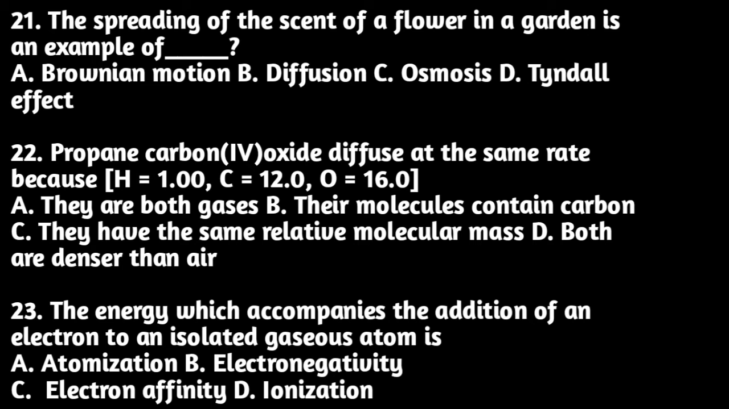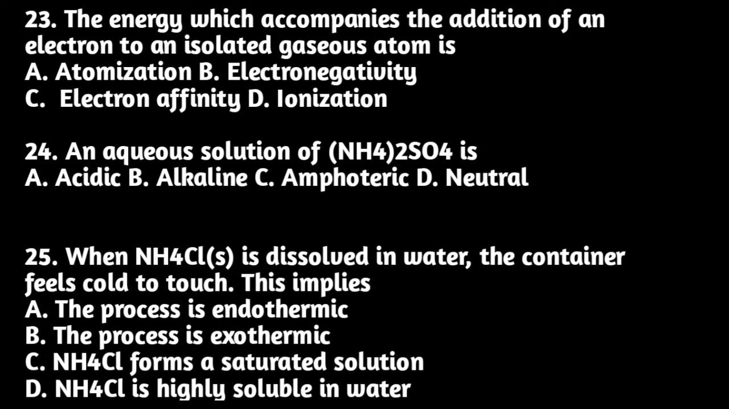Atomization, electronegativity, electron affinity, and ionization. The correct answer is electron affinity. You may ask why. Atomization actually has to do with formation of atom. That means that that particular species was once an ion and it might have gained electron or have given out electron to go back and become atom.